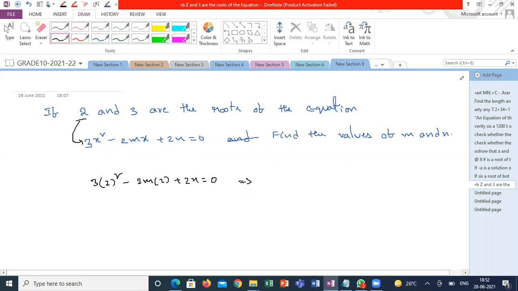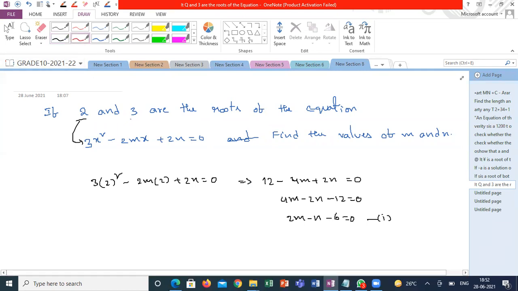If you substitute 2, what is the expression you got? It is 12 minus 4m plus 2n is equal to 0. That is nothing but 4m minus 2n minus 12 is equal to 0. 2m minus n minus 6 is equal to 0. This is the simplest form after substituting 2 in the given expression.